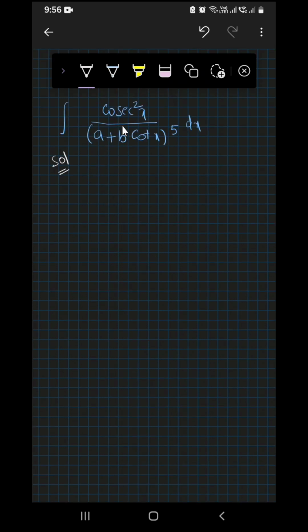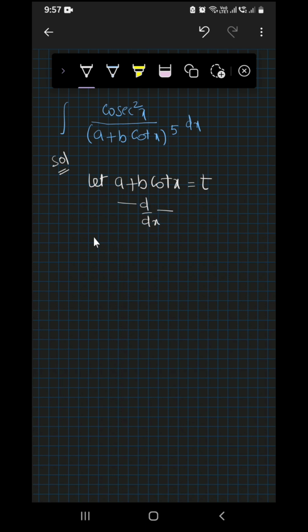Integration of cosec square x by (a plus b cot x) whole power 5 dx is the given question. To solve this, we have to assume a plus b cot x as t. So let a plus b cot x be equal to t. Now differentiate on both sides with respect to x.